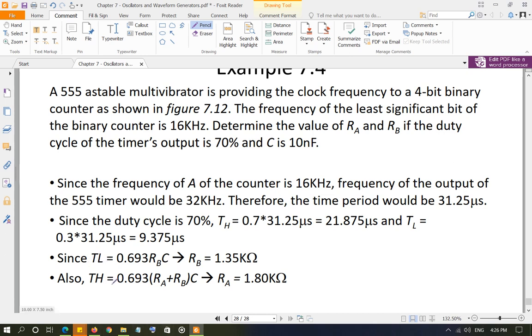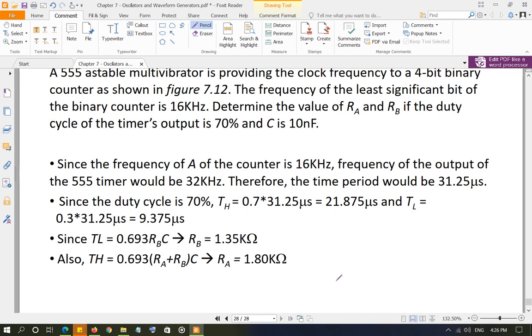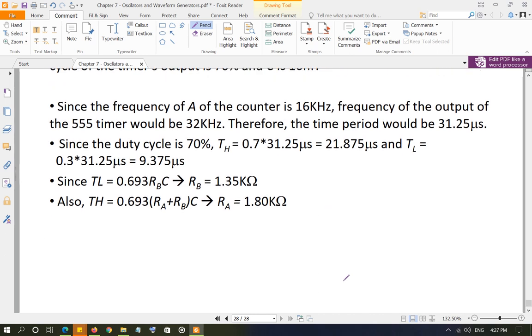And then we can use the low time equation and high time equation. Since we already know C, from the low time equation we can figure out the value of RB, and from the high time equation, now that we know RB and C, we can figure out the value of RA. So this is the last example of this chapter.